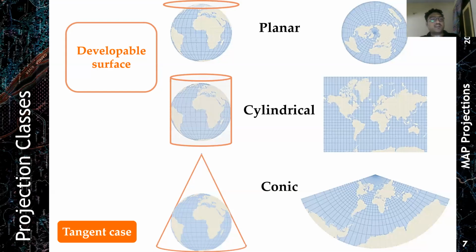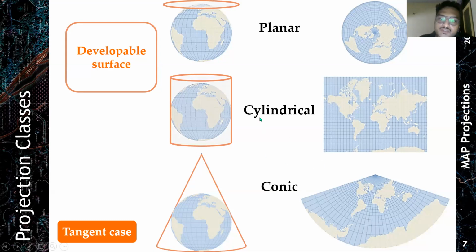So what are the different types of projection classes? Basically, there are three basic classes: the planar, cylindrical, and the conic projection. By the shape of the map, you can already identify which surface was used for the map.